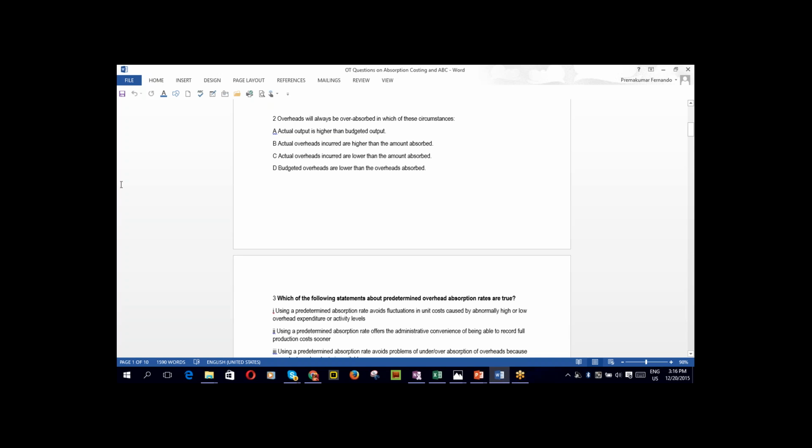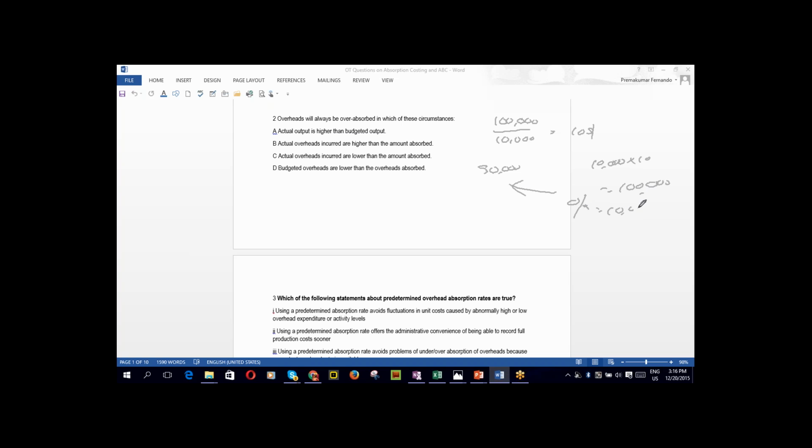This kind of a question is also good for us if we can think about it and put up some figures. Okay, predetermined 100,000 is overhead, 10,000 is the output or whatever, and then we say $10. So how can it get over absorbed? Over absorption can happen if your actual cost is only 90,000. If you produce 10,000, you will be absorbing at the rate of 10, that is 100,000. So when the actual cost is 90, you have over absorbed 10.